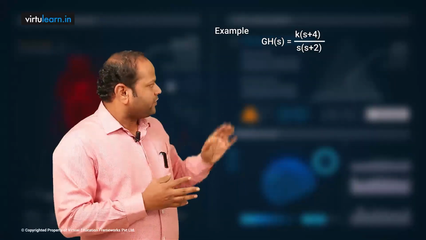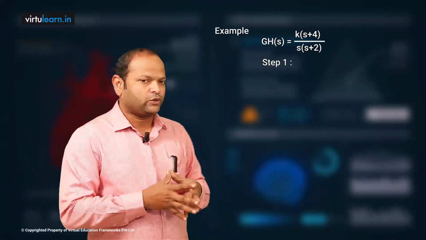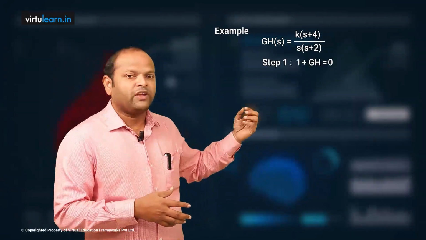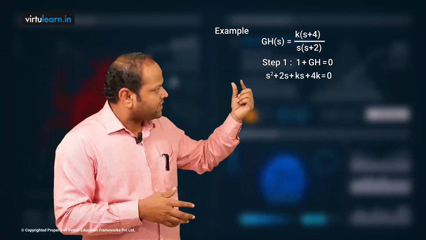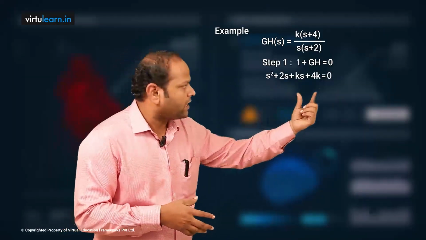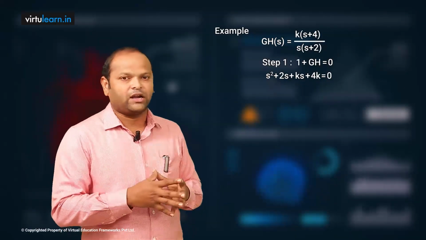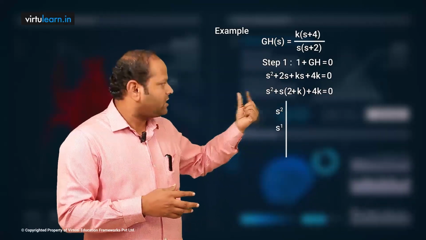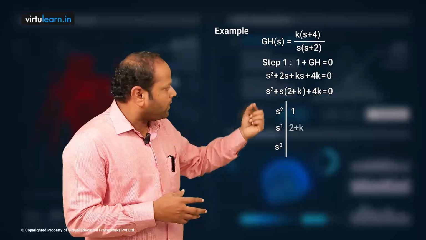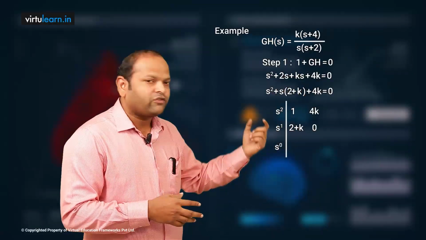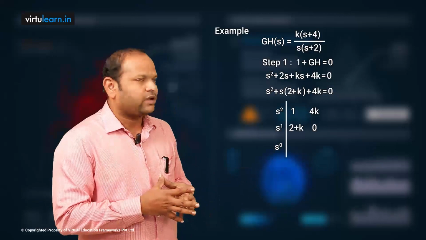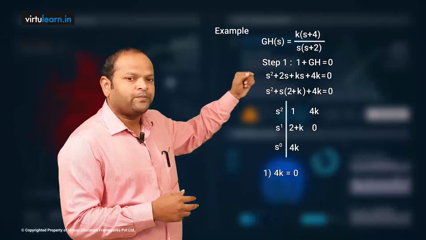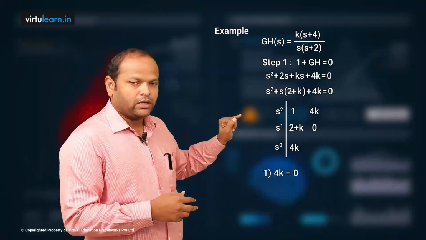Now, what are the steps to be followed? The first step is to write the characteristic equation. If you write the characteristic equation, 1 plus GH is equal to 0, which results in s square plus s into (2 plus K) plus 4K is equal to 0. A simple second order equation. Then this is the Routh array. I have s square, s power 1 and s power 0. So 1, 2 plus K, 4K and 0. And what will this be? This will obviously be copied from there to here, carried forward. This is 4K. And the first column elements are 1, 2 plus K and 4K.